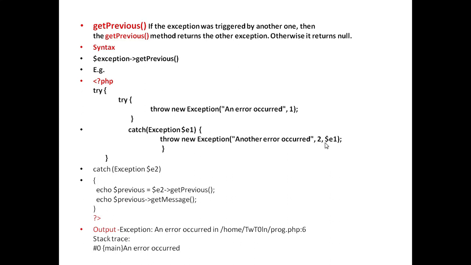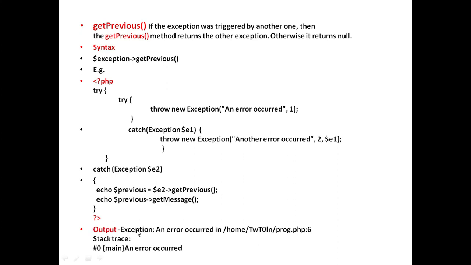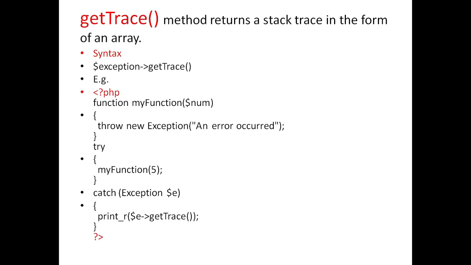And inside the second try block's catch statement, we throw another exception, throw new Exception, another error occurred with code 2, and the exception object is E1. And in the catch statement of the first try block, we call the getPrevious method and getMessage. Then the output will be exception, an error occurred, and the file name where the error occurs, that is the first catch statement.